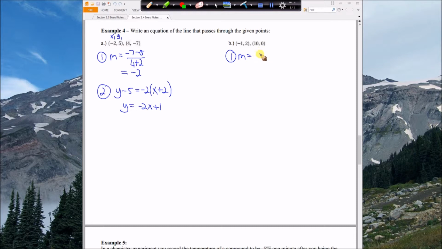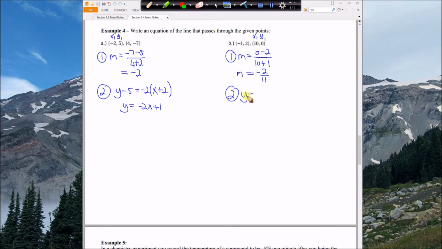Okay? So find the slope here would be 0 minus 2 over 10 plus 1. And so this slope is -2 over 11. That's a significantly worse slope than -2. Okay, and then second step, point slope form. So in this case, I would pick this pair of points to be my x1, y1, because this is 0. Zeros are usually nice because things disappear.